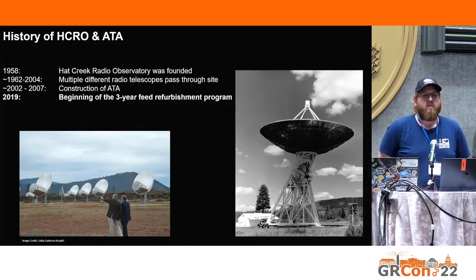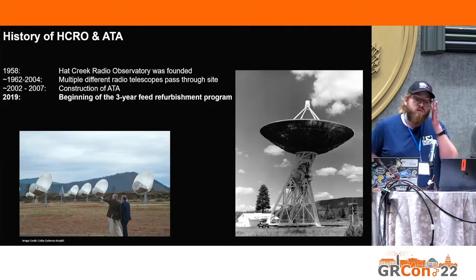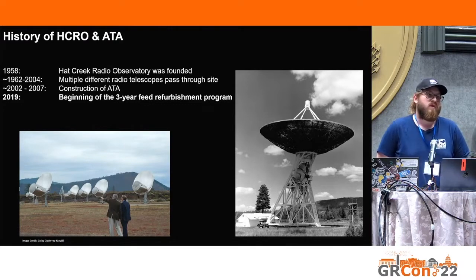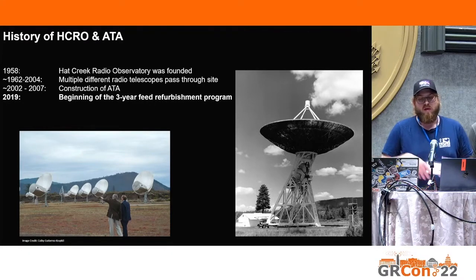The Hat Creek Radio Observatory has actually quite a rich history. It has been home to multiple different radio telescopes, and the most recent one, the Allen Telescope Array, was constructed from 2002 to 2007, and currently is undergoing a refurbishment program that aims to refurbish the feeds and also our digital signal processing backend.